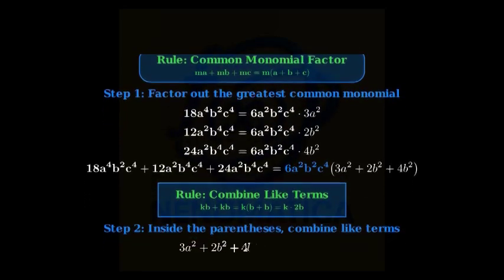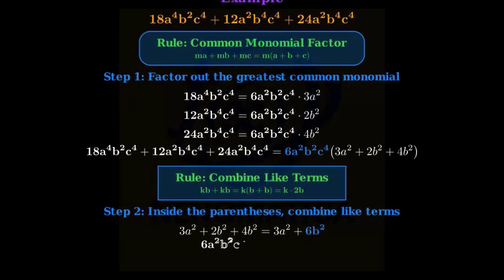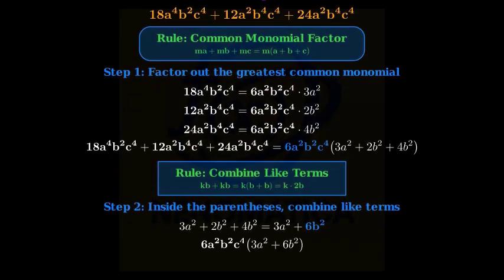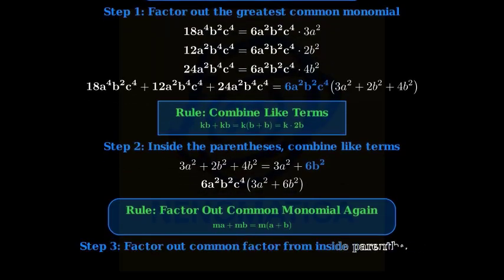Inside the parentheses, we can combine the terms with b squared. We have 2b^2 plus 4b^2, which equals 6b^2. So now our expression becomes 6a^2 b^2 c^4 times the quantity 3a^2 plus 6b^2. Now we can factor out the common factor 3 from inside the parentheses.